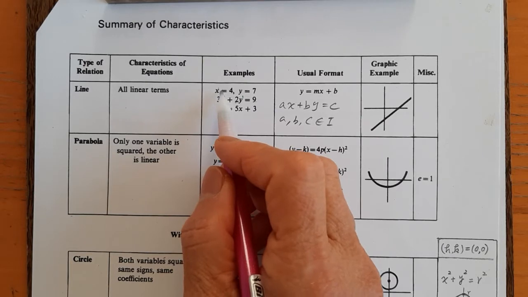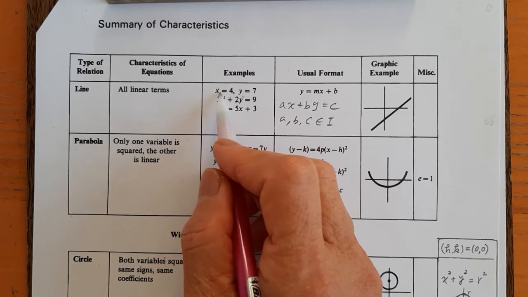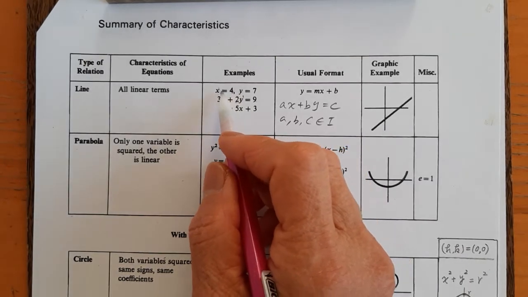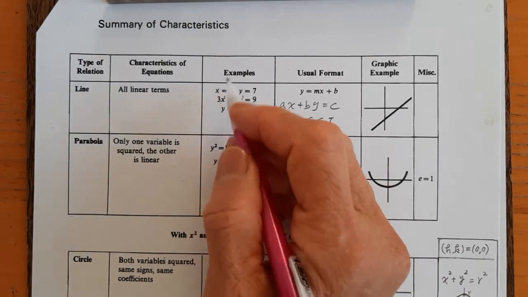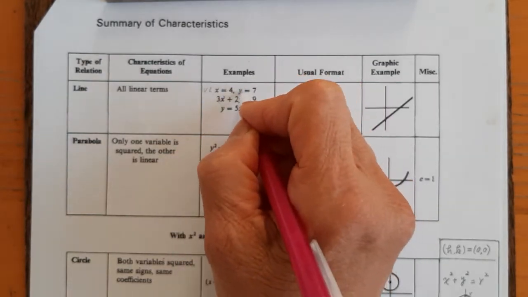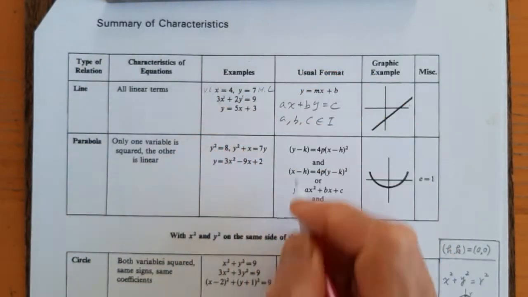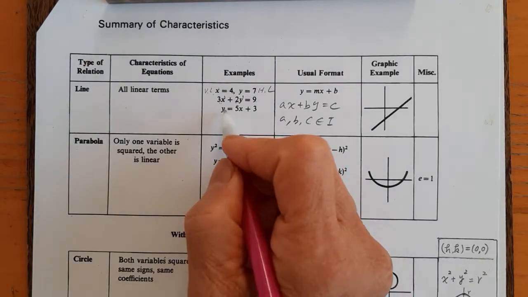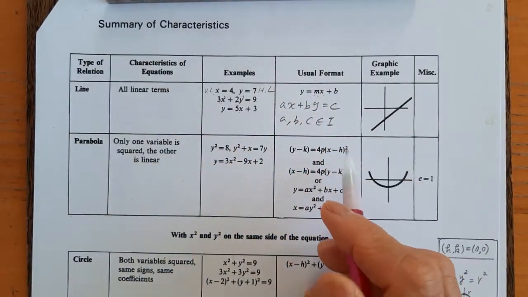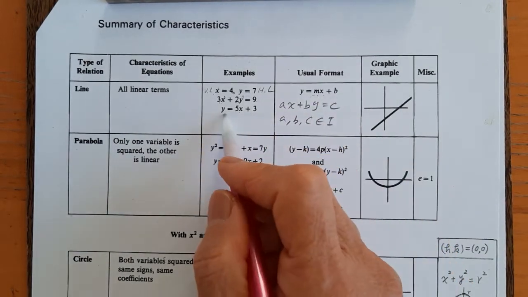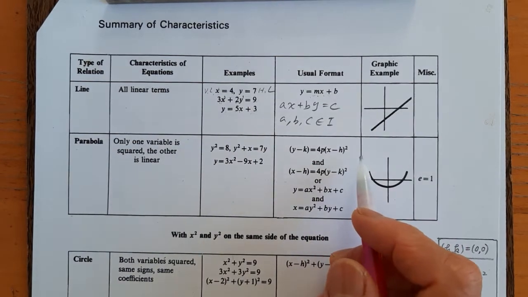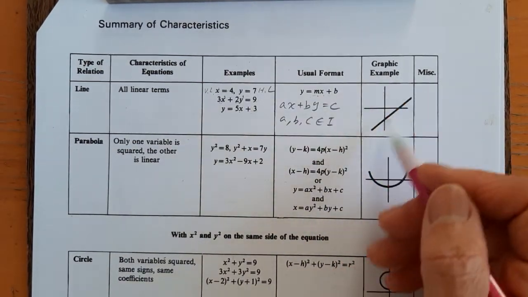This is the general form. Like x equals 4 is a vertical line going through 4, and y equals 7 is a horizontal line going through 7. And y equals mx plus b is the slope-intercept form. For example, y equals 5x plus 3: slope is 5 and b is 3. That's slope-intercept, and the graph is a line.